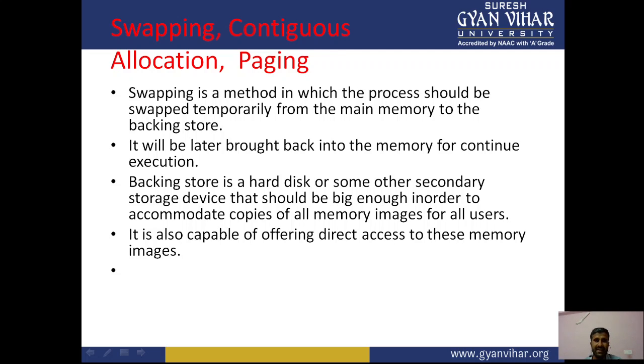So basically, we discuss the memory allocation. That is low memory, where the operating system resides, and high memory, where the user processes are held. Memory allocation description, single partition allocation is also very important. Multiple partition allocation is also very important for the same. So swapping basically is a method in which the process is swapped temporarily, right?